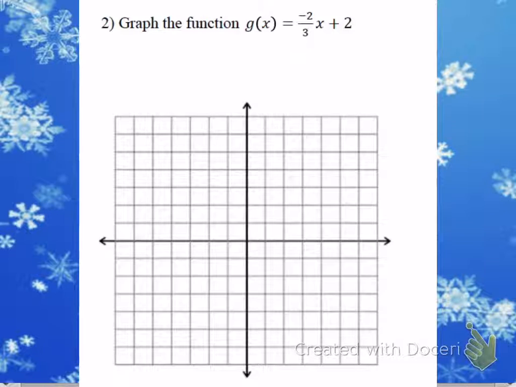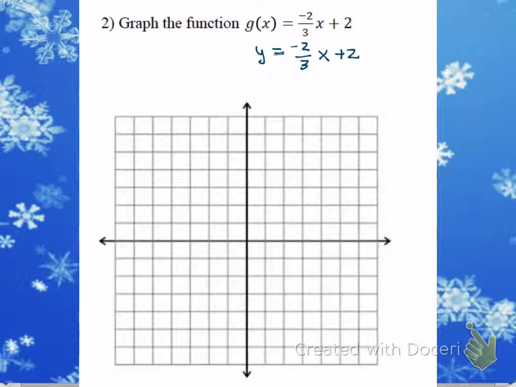For the next one, we're just practicing graphing, and we have it in function form. So it's g of x is equal to negative 2/3 x plus 2. Now you don't have to rewrite it, but I like to rewrite mine in y equals mx plus b form before I graph them. It's really not a big change. I just like it in that form.